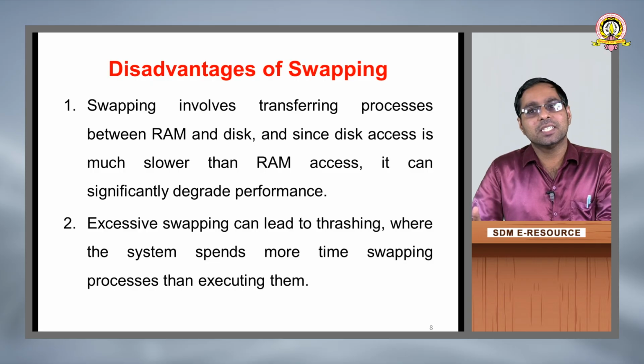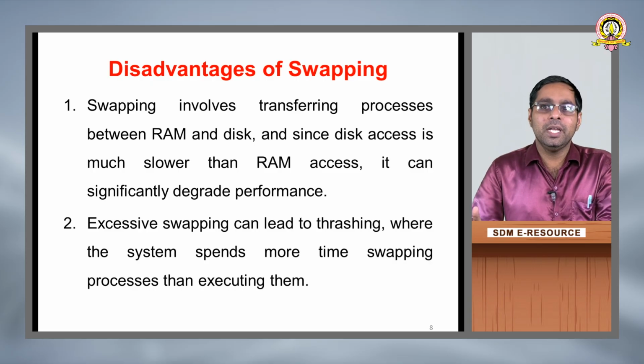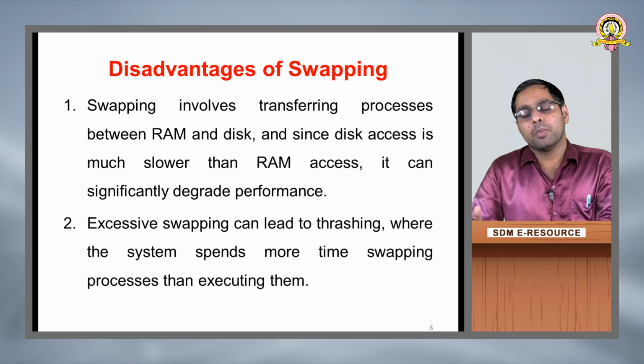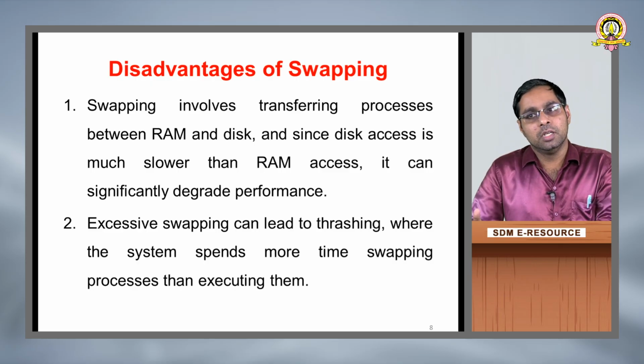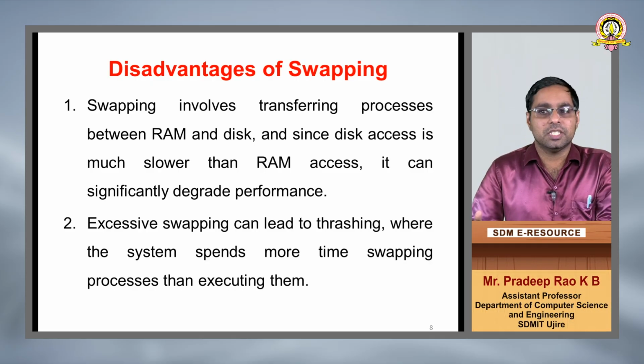The second disadvantage is that excessive swapping leads to a phenomenon called thrashing. In thrashing, we are mainly moving processes from main memory to secondary memory and from secondary memory to main memory. The CPU is not performing execution, only swapping happens constantly, which results in non-execution of the processes. This is called thrashing.